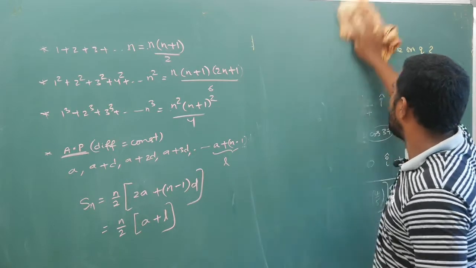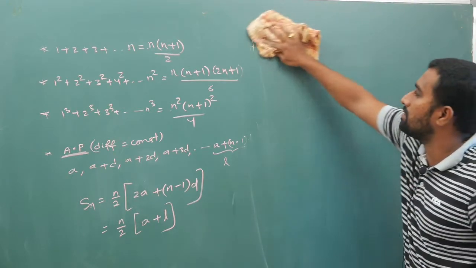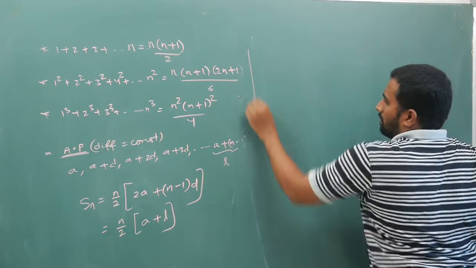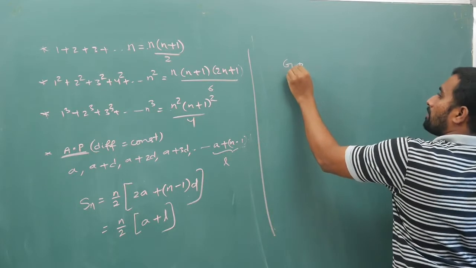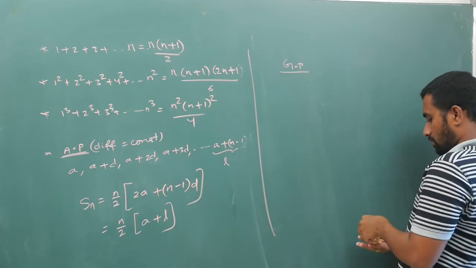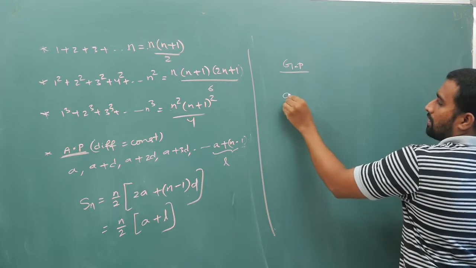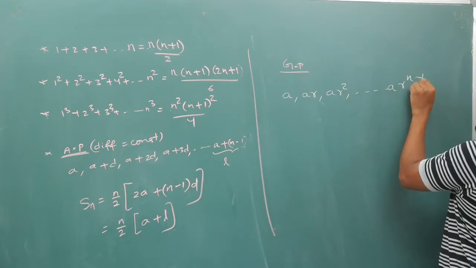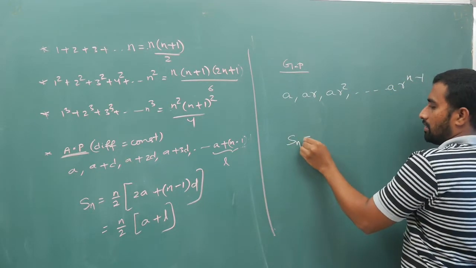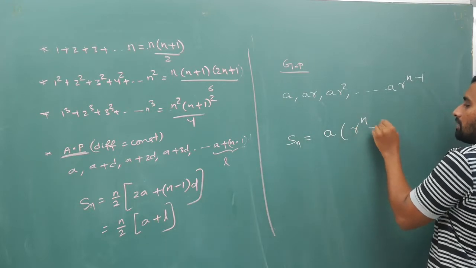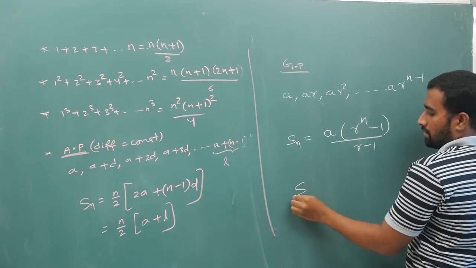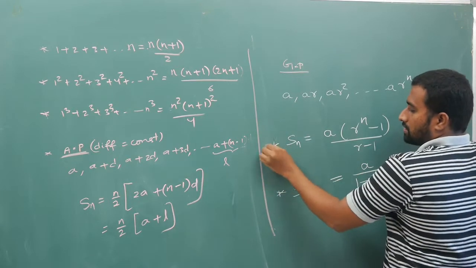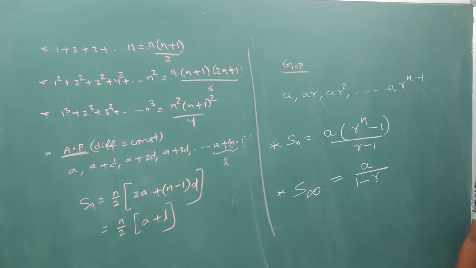And if you have terms coming in GP while simplifying, in geometric progression, your terms are a, ar, ar square, and so on up to ar power n minus 1. Here your sum of n terms is a into (r power n minus 1) by (r minus 1). The sum of infinite terms is a by (1 minus r). Like this you have to keep using these terms.